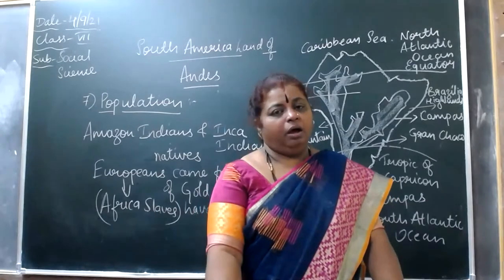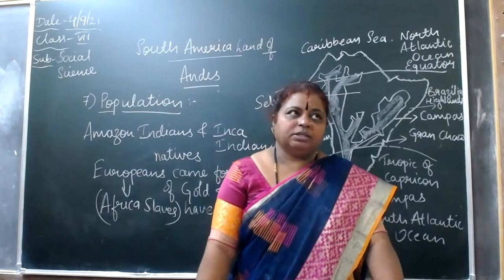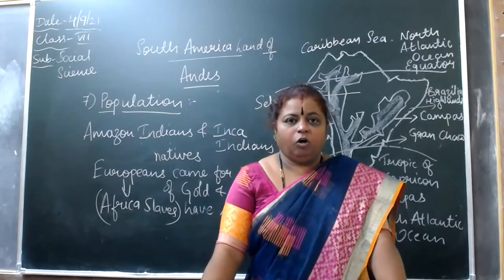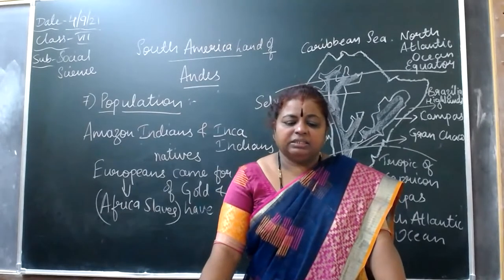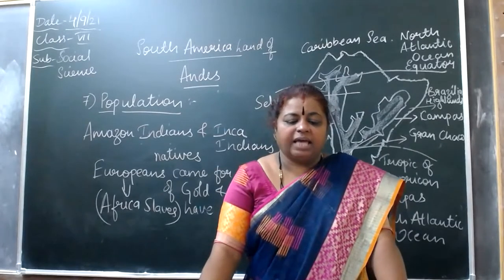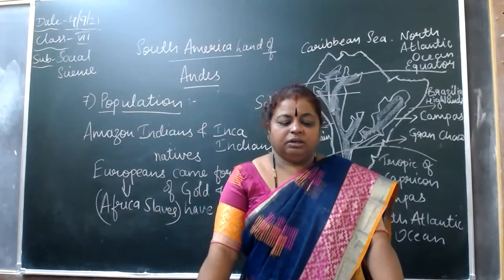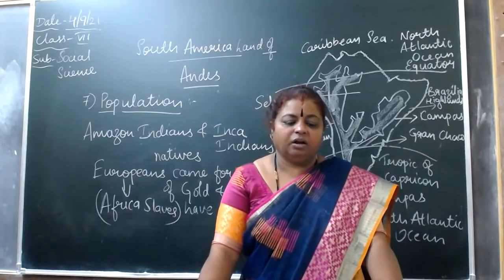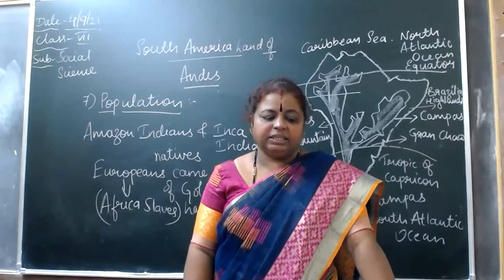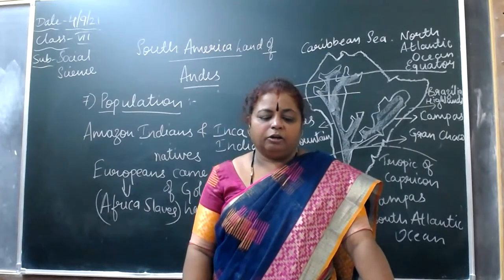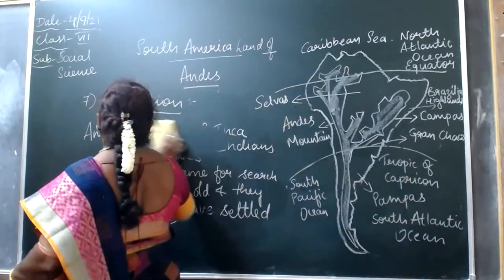So this is the population distribution which we have been seeing. Most of the population is concentrated along the coast, in big cities like Buenos Aires, Rio de Janeiro, Valparaiso, Sao Paulo, etc. Which are the most populated concentrated areas?